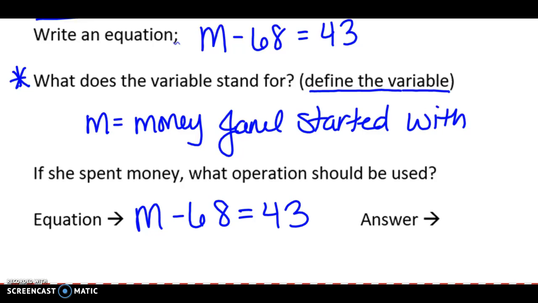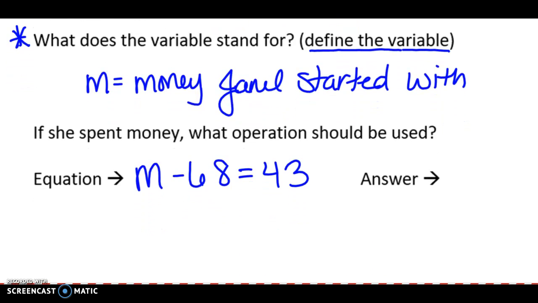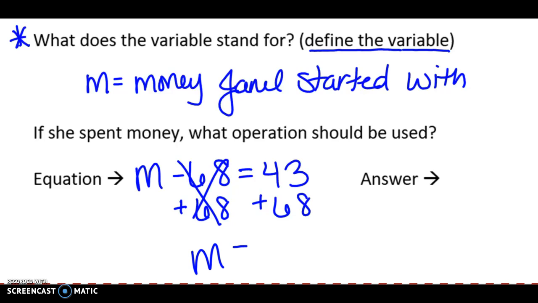I guess I'll write that again. Wrote that in the wrong spot. I'm going to go ahead and do the opposite. So M minus 68, opposite would be to add 68. M equals, what does that equal? 111. So answer, she started with $111.